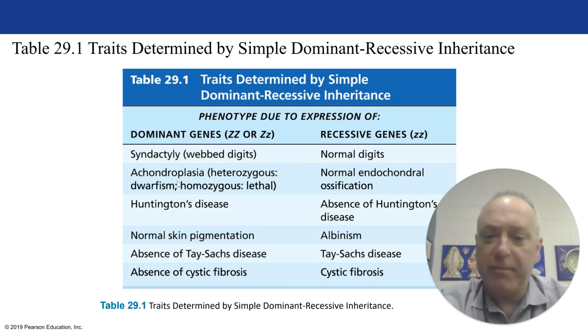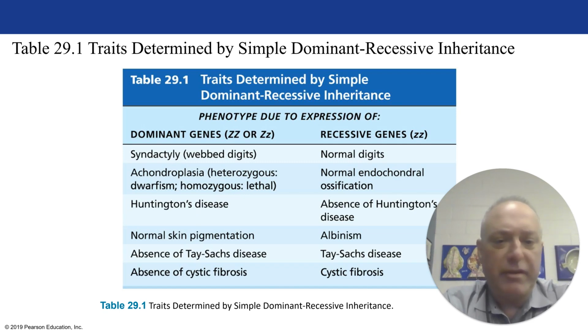Achondroplasia, this is dwarfism. It occurs in the heterozygous state, but it is a dominant condition, with the homozygous dominant being lethal. You have Huntington's disease. This is another dominant condition, and two copies of the recessive would be absence of Huntington's disease. Albinism, as we talked about, is a recessive gene, and so it needs two copies. Tay-Sachs, this is a neurological condition. This is a recessive condition, as well as cystic fibrosis.